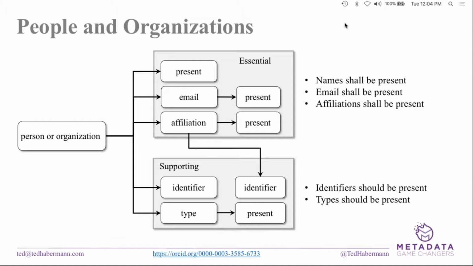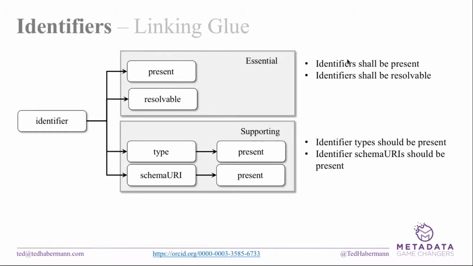Okay, so this is identifiers, same kind of a picture. For identifiers, I'm proposing the essential is that the identifier is present and it's resolvable. Then the supporting information is the type, could be DOI, could be ROR, could be ISNI, could be whatever. And then the schema URI. Both of those I'm putting in the supporting category. Do you like that?